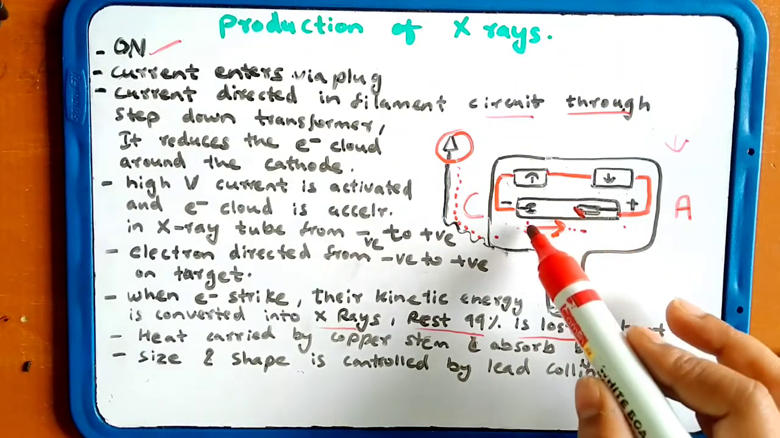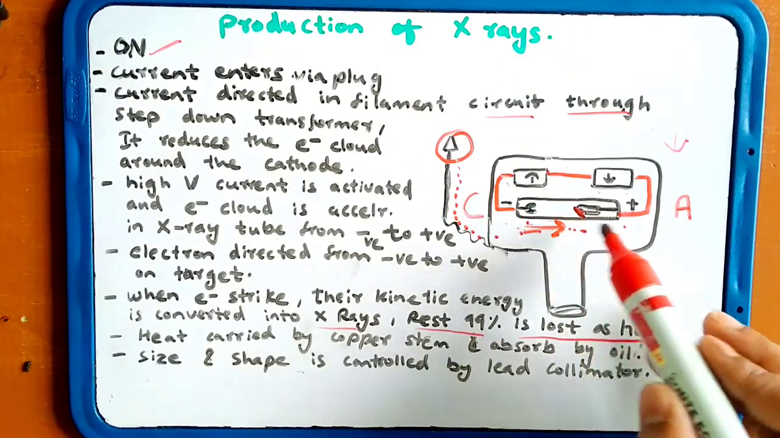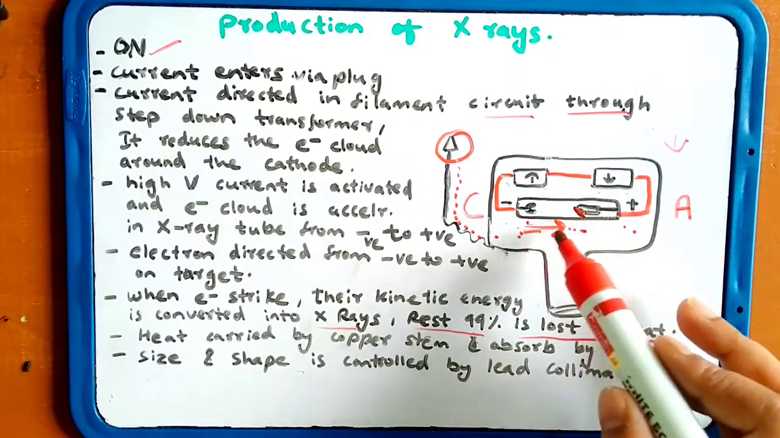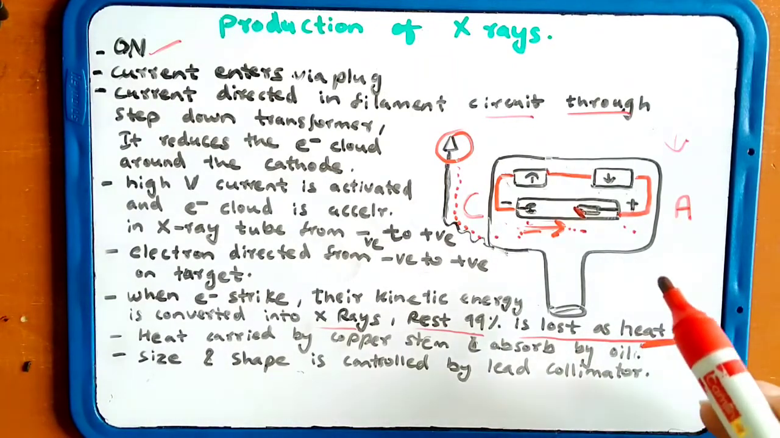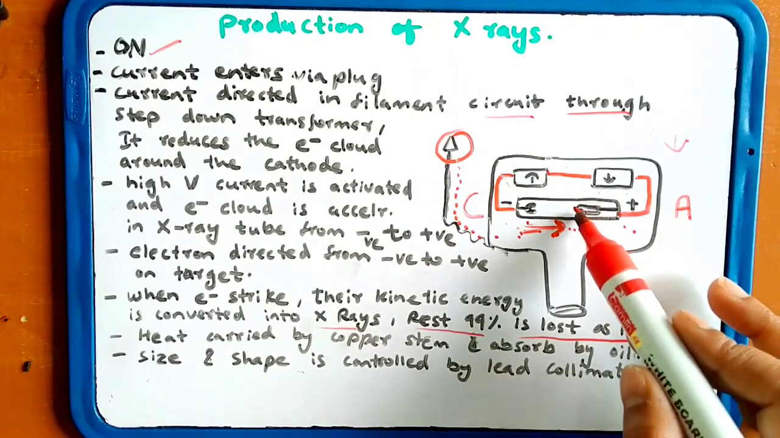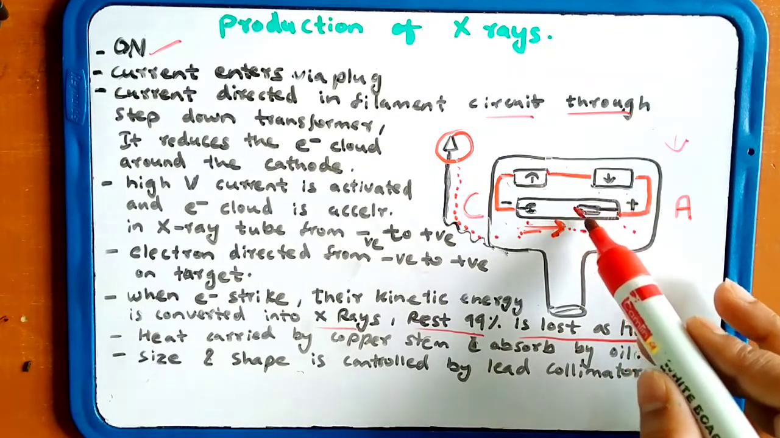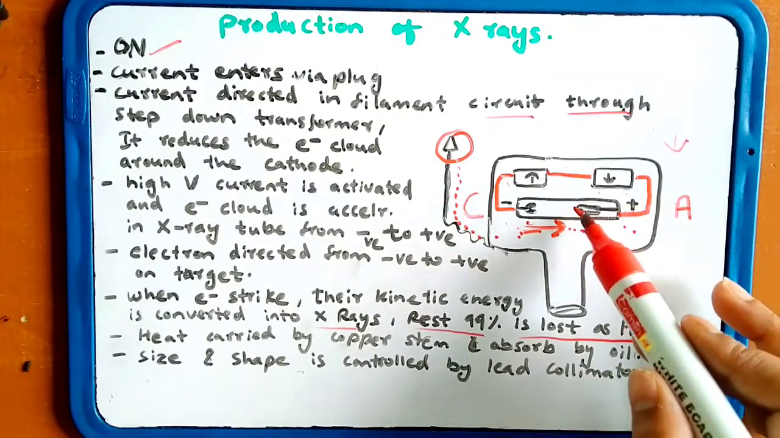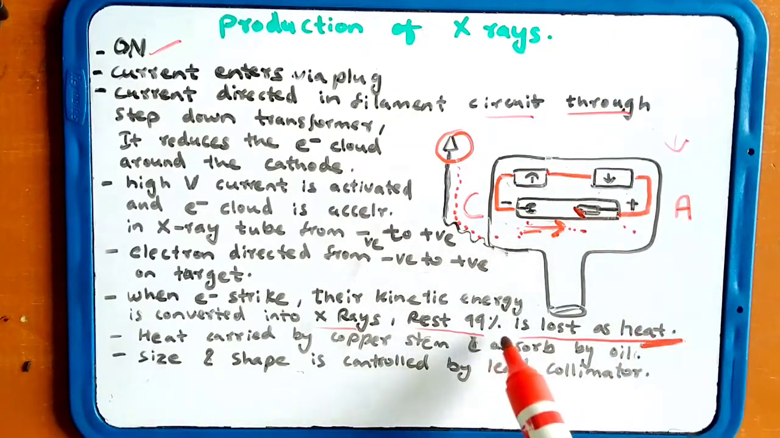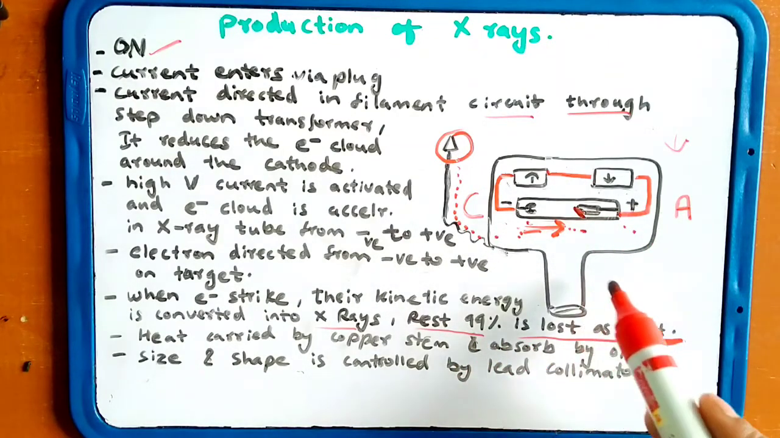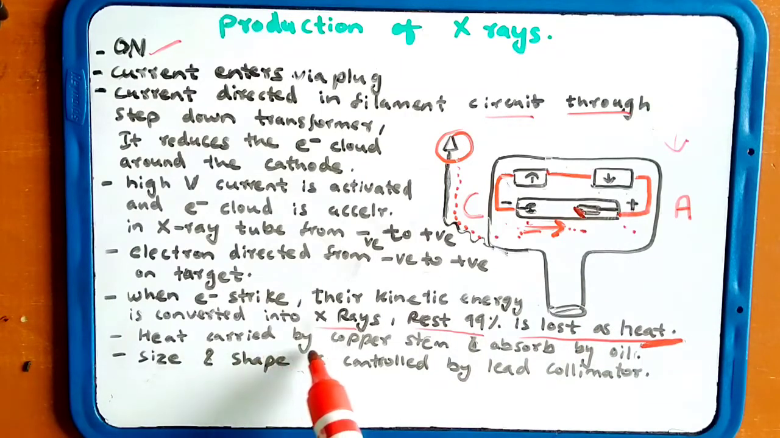The heat is carried by the copper stem. This one is the copper stem behind the target point. It is going to absorb the heat and release the heat into the insulating oil. This surrounding part is carried by oil.